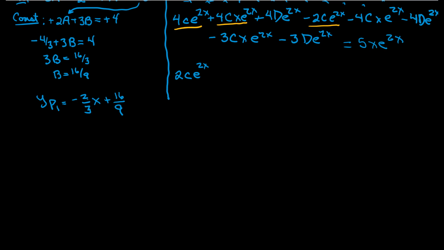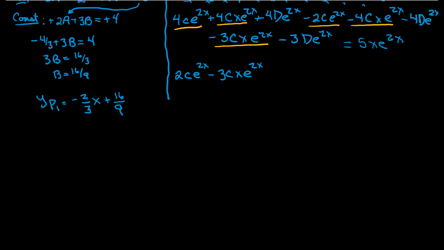Here's 4c times x minus 4c times x, and then I have a minus 3c times x. 4 minus 4 is 0, minus 3 is going to be a minus 3c times x e to the 2x. All right, so that has that taken care of.